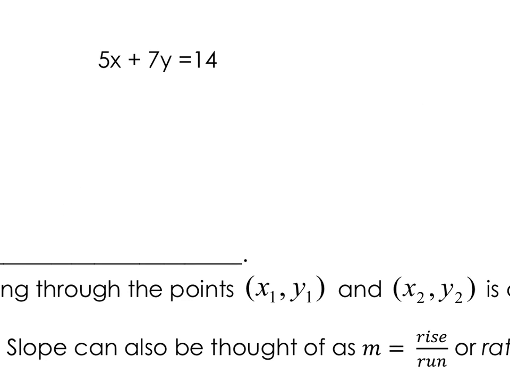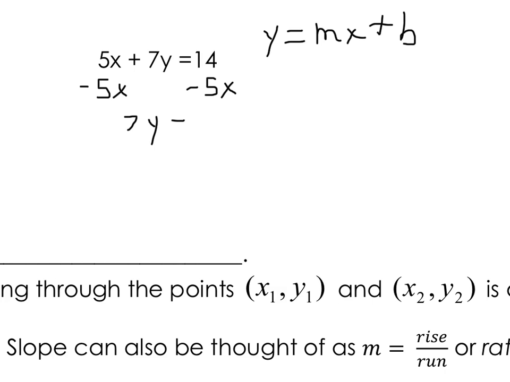5x plus 7y equals 14. We can't just look at this problem and tell what the slope is because it is not in the form y equals mx plus b. We want it to be in that form, and then we can easily identify the slope and the y-intercept. How can we solve for y? We need to isolate the y term. We can do that by subtracting 5x from both sides.